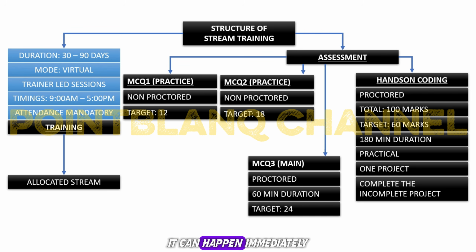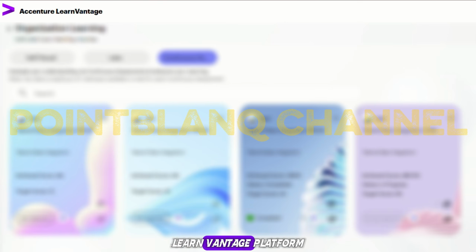It can happen immediately after MCQ 3 or sometimes after a few days. So, you don't really get much breathing space there. So if you are thinking I will prepare after MCQ 3, that's a mistake. You need to prepare for hands-on in parallel, not later. Also, you will get access to the Accenture LearnVantage platform. Inside that, they will clearly define everything: pattern, number of questions, scoring criteria, everything.